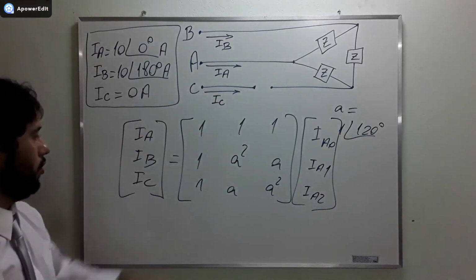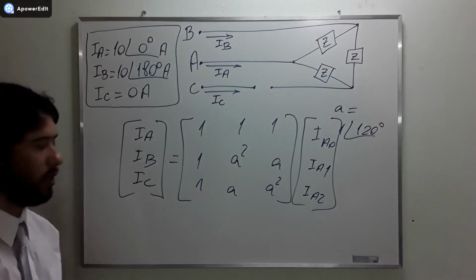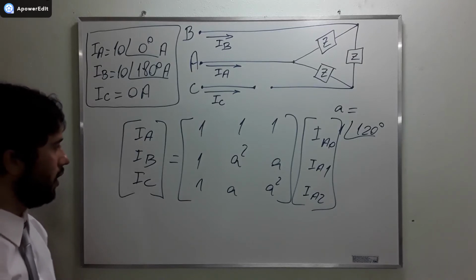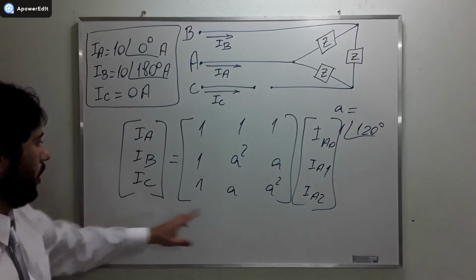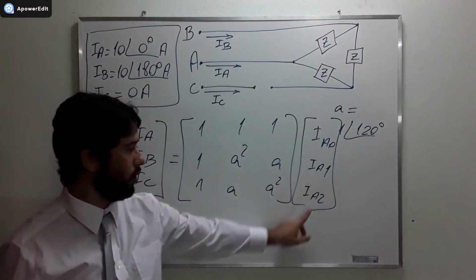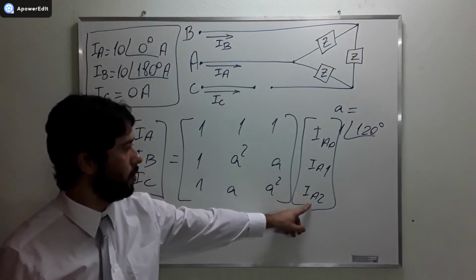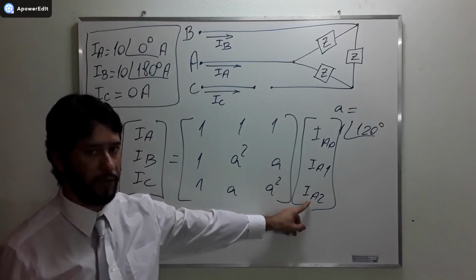I bet you guys have already seen this in college. If not, I am introducing you to symmetrical components. It is easy, it is not hard. So, we want this, okay? This is what we want. We want the symmetrical components of current A. But we don't have them.